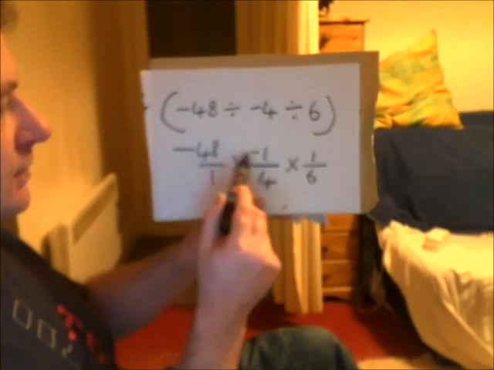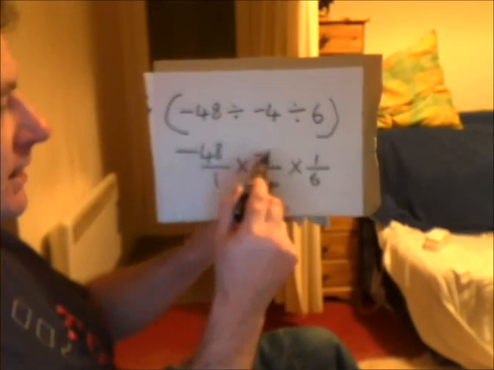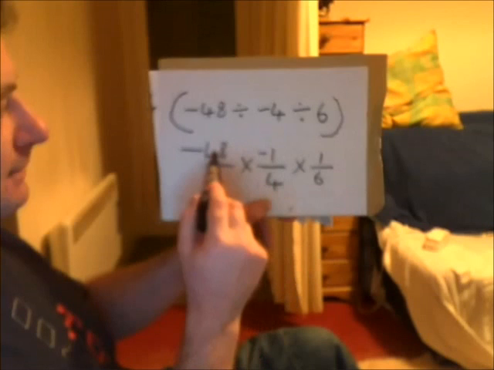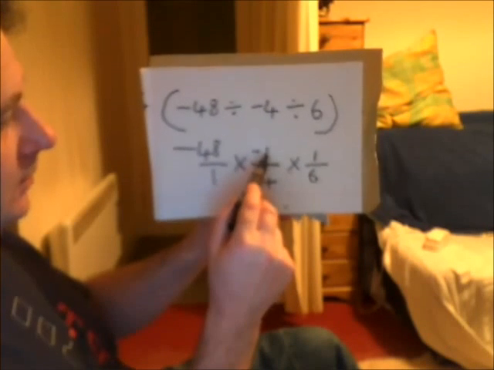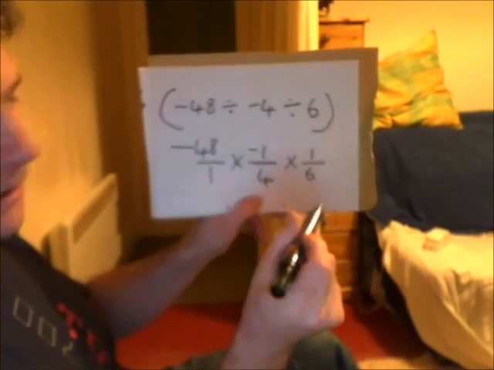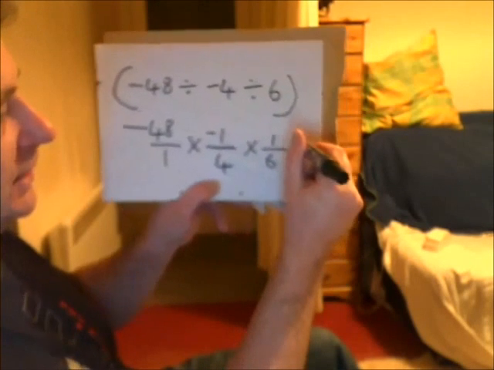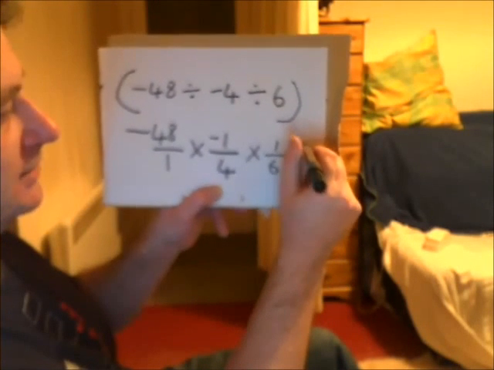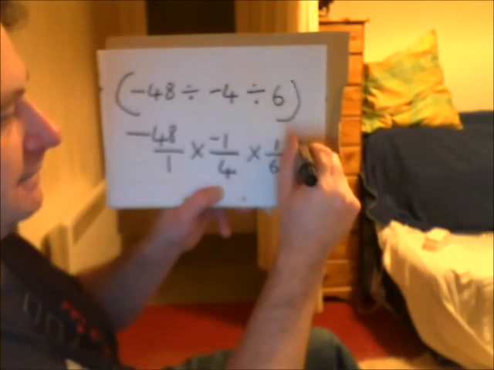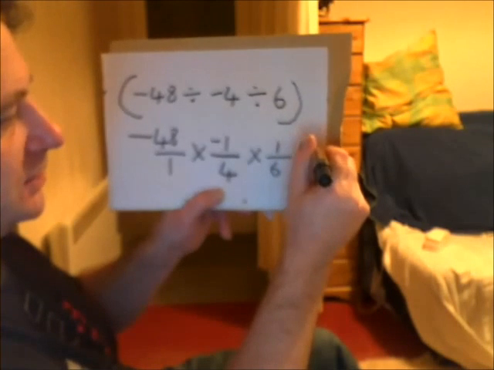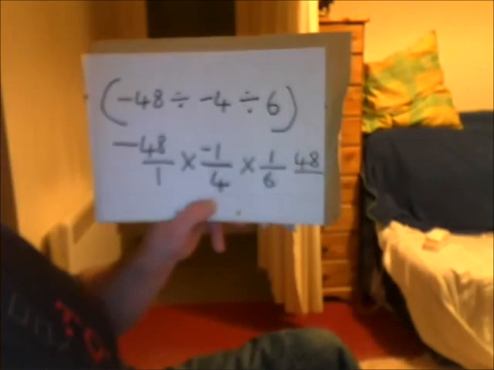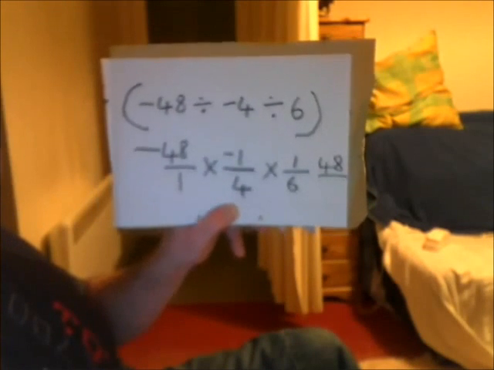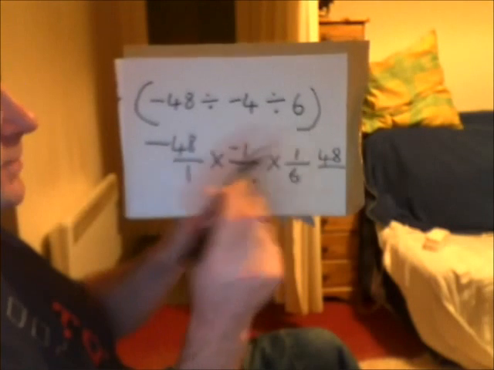What is 48? Let's just forget about the negatives for the time being. What is 48 times 1? 48. Well, it's 48, isn't it? Because 1 times anything is going to be that, isn't it? That makes sense. So we already know 48 is going to be in the top line there.